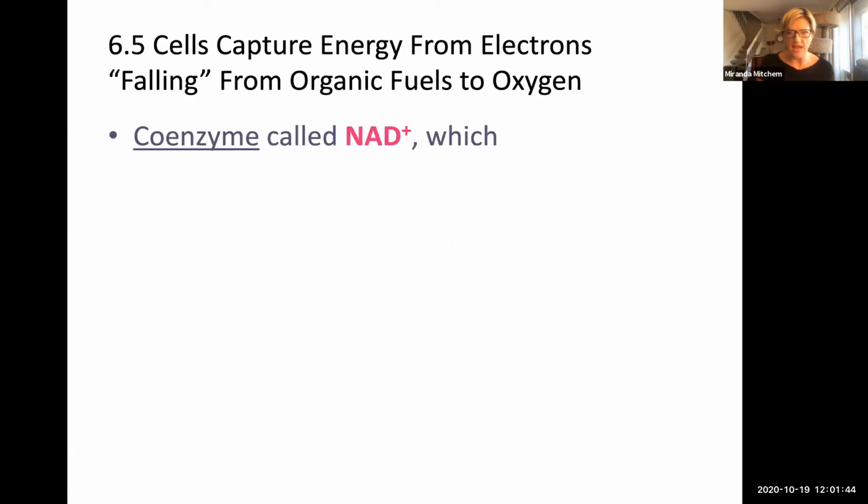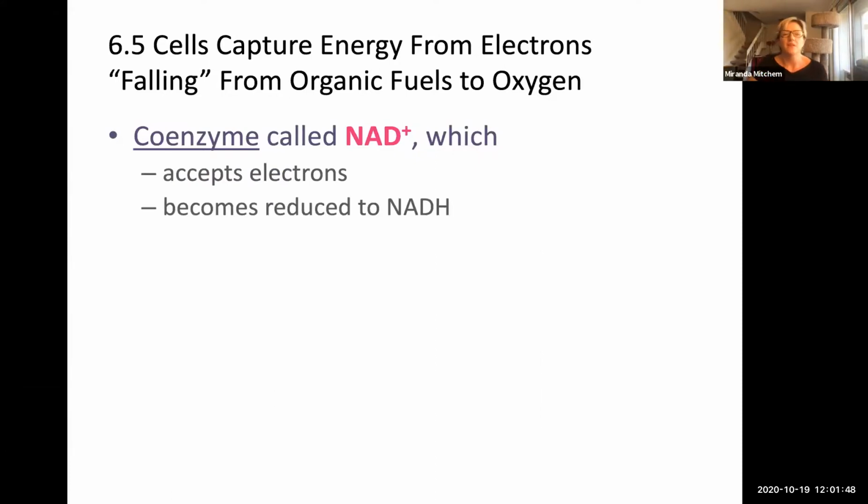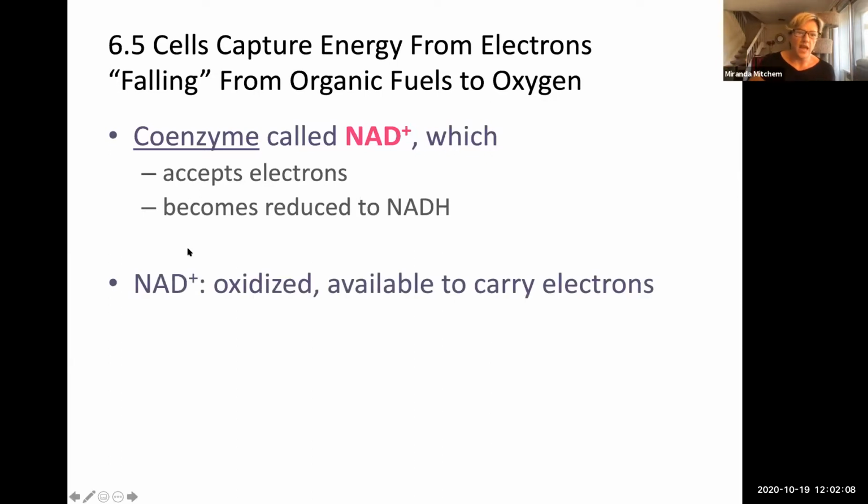They go into this NAD+ shuttle. It accepts electrons and it becomes reduced. Reduction is gain, into NADH. And now the electron carrier is loaded with the electrons so that it may deposit them with oxygen to create water. So NAD+ is the oxidized form. It is available to carry electrons. It can pick them up and be used.